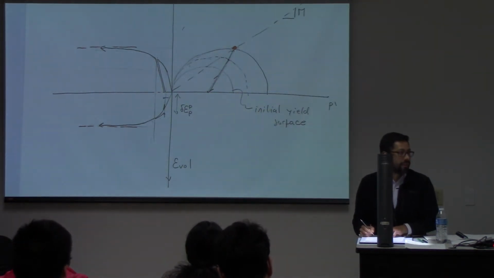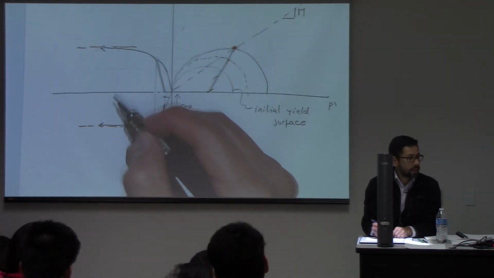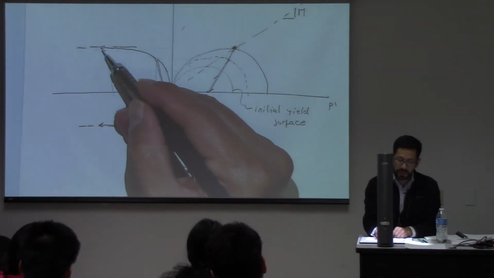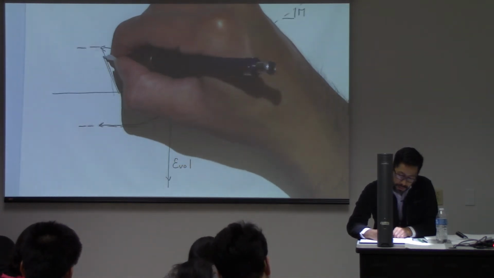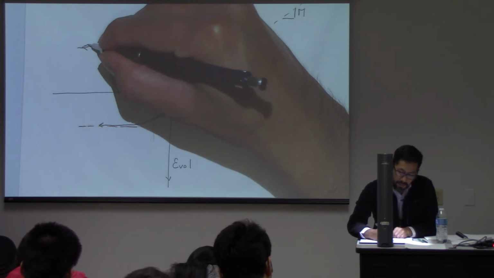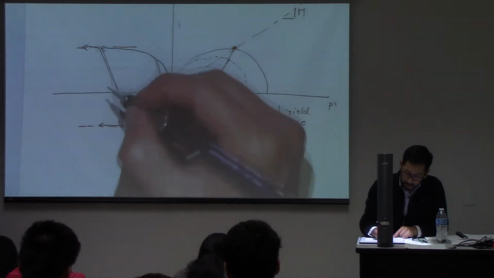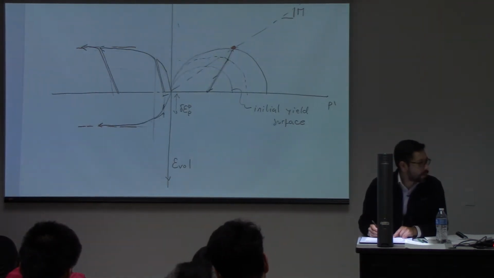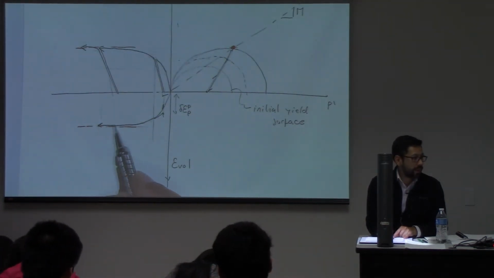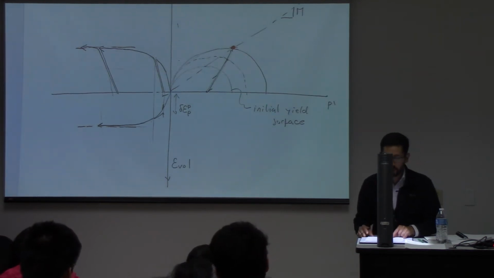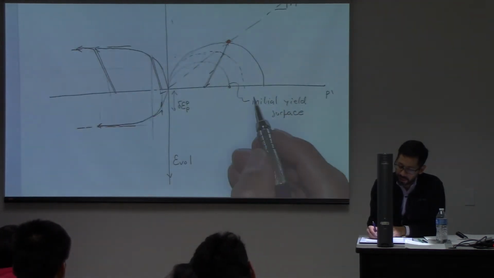And now, if at this point I could unload the material and reload it again, and if we do that, let's do that. So I unload that and I reload it, it will come back into the perfect plastic deformation. And here, it will just go down in this direction and come back to here.